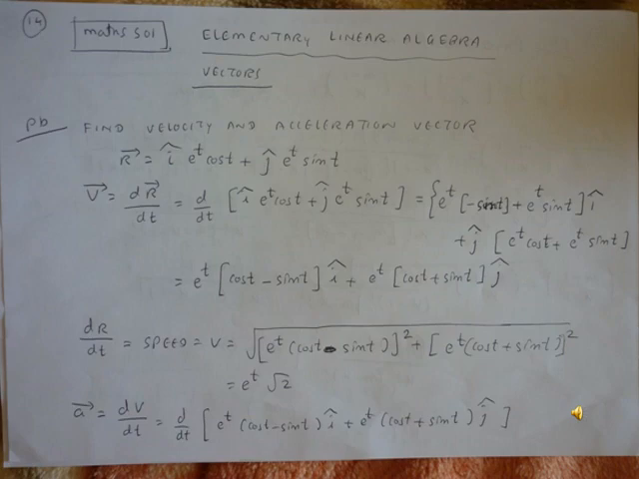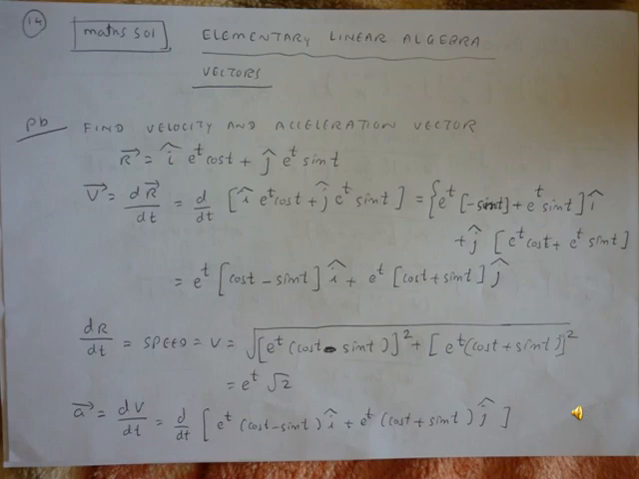And then the magnitude of dr/dt is the speed. So the speed, the magnitude of v, can be calculated: the square root of [e^t (cos t minus sin t)] squared plus [e^t (cos t plus sin t)] squared. We square and simplify, and by finding the square root the final answer will be e^t times the square root of 2. And then we can also determine the acceleration.